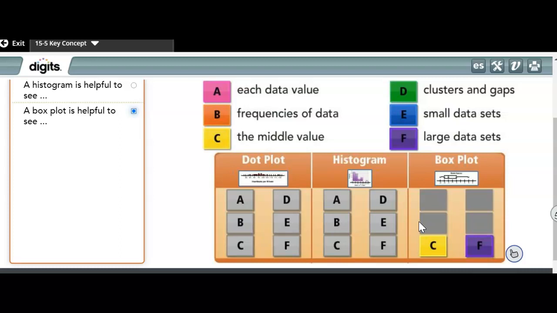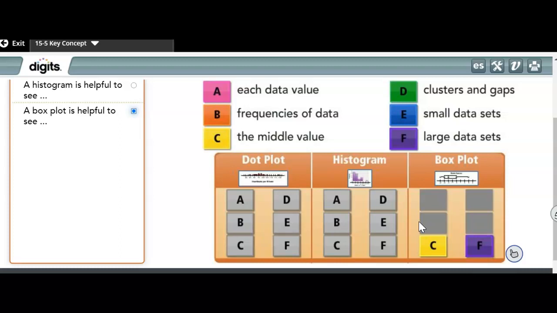Caitlin. The distance between one of the outside, like the distance between a box and a whisker. Good. The distance between a box and a whisker. So how long a whisker is. If your whisker is really long, what are we going to have? Sydney, we're probably going to have gaps. If your box is really small, we're probably going to have what? We're probably going to have clusters. So that is a way to identify clusters and gaps.